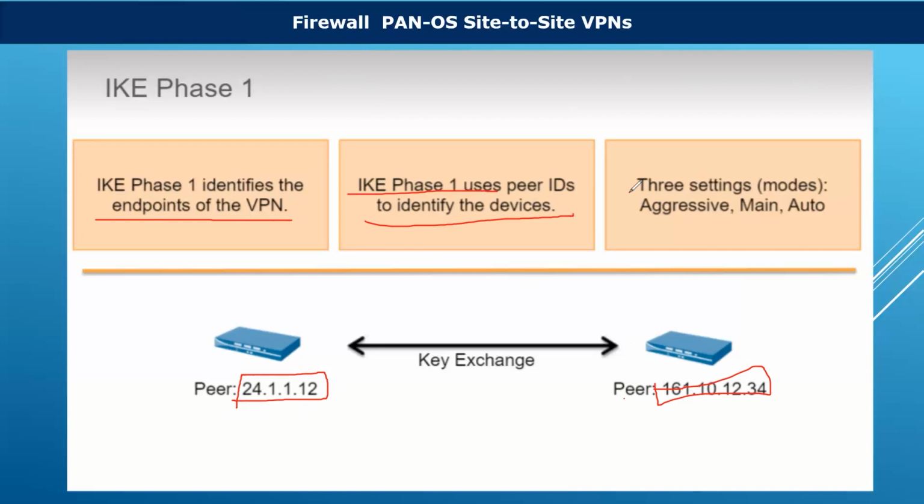Okay. In this, guys, we have three modes: aggressive mode, main mode, auto mode, right? So we will use main mode here. Auto mode means it will automatically select either main mode or aggressive mode. Suppose on this side you select main mode, and here you leave it as auto, then automatically it will take main mode. If this side is aggressive mode and this side is auto, it will select aggressive mode, right? But the secure way is to use main mode.